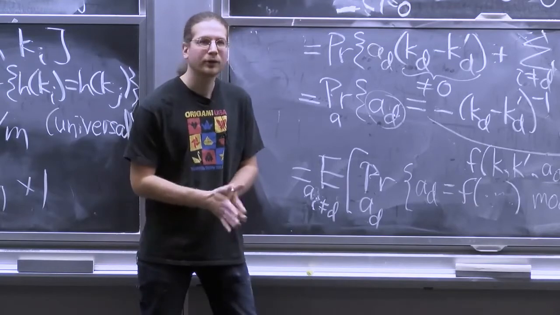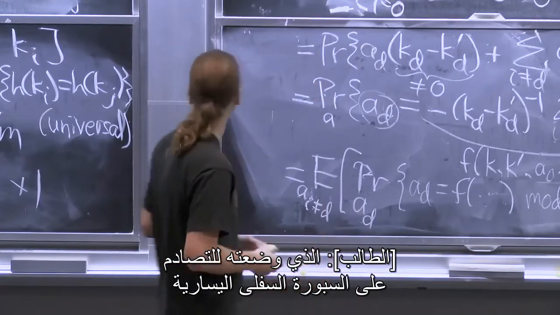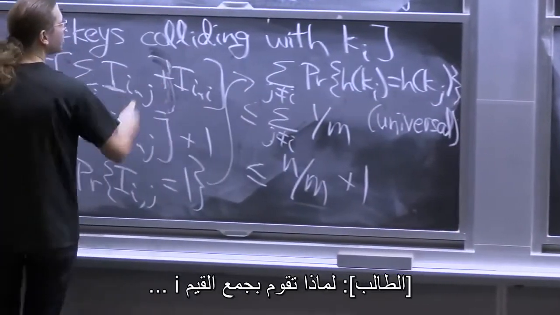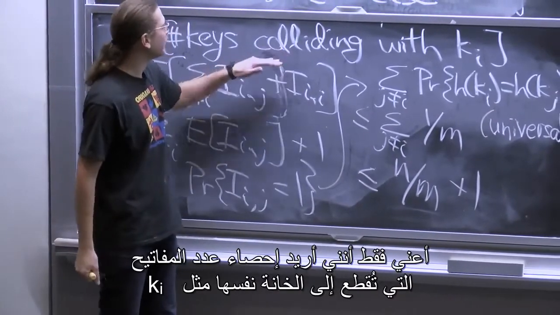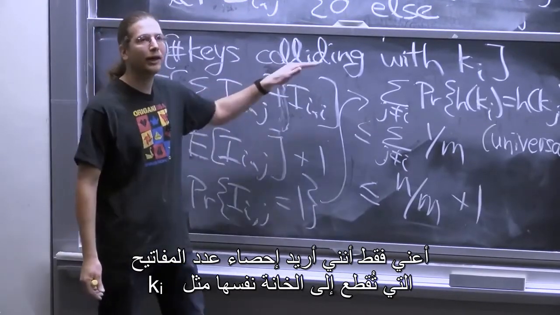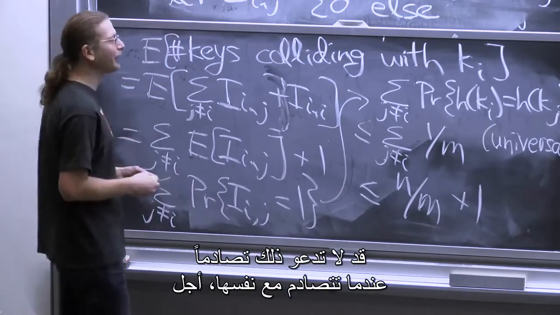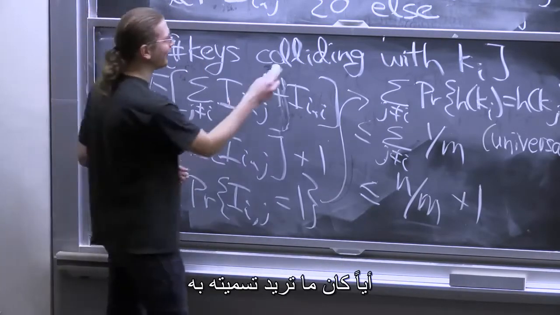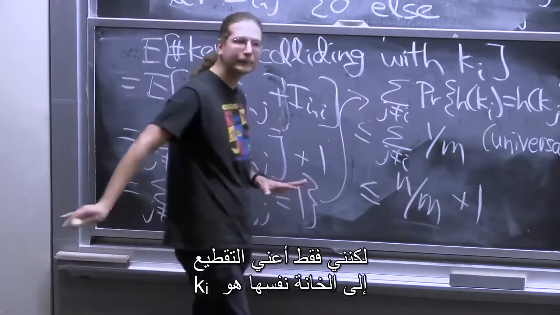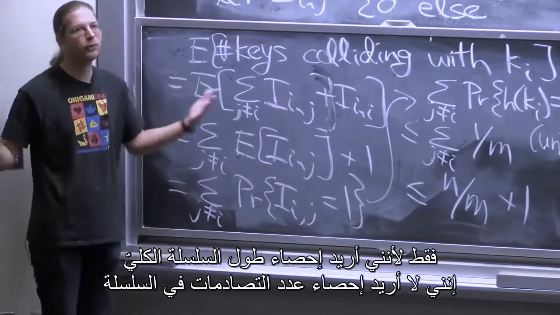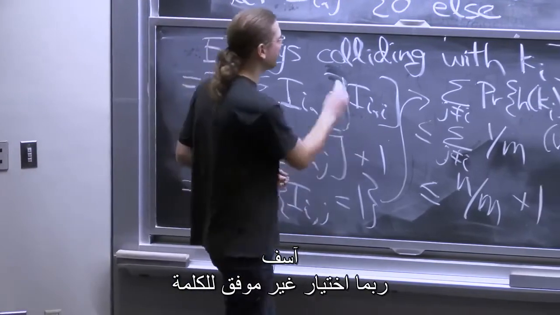Other questions? I'm a bit confused about your definition of a collision in the lower left. Why are you adding I instead of I? Sorry, this is a funny notion of colliding. I just mean I want to count the number of keys that hash to the same slot as ki. So it's not necessarily a collision. You may not call it a collision when it collides with itself. Whatever you want to call it, I just mean hashing to the same slot as ki, because I want to count the total length of the chain. I don't want to count the number of collisions in the chain. Sorry, probably a poor choice of word.